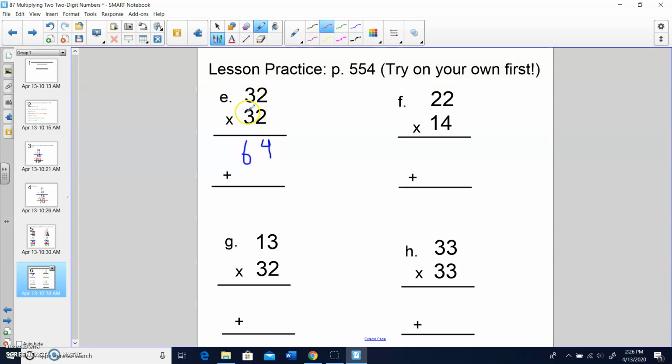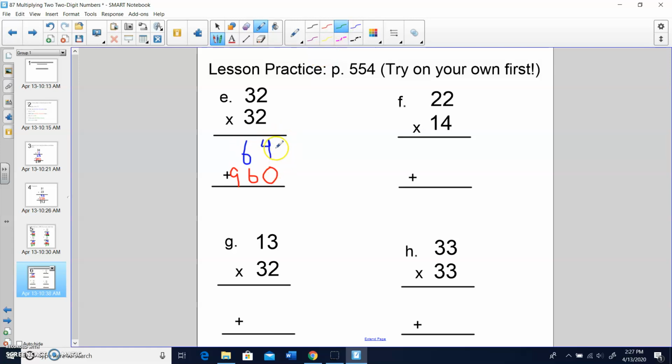Now I'm moving to the tens place, which is 30. So I'm going to hold that 0 in ones so I can line up my tens. So 3 times 2 is 6, and 3 times 3 is 9. So 30 times 32 is 960.